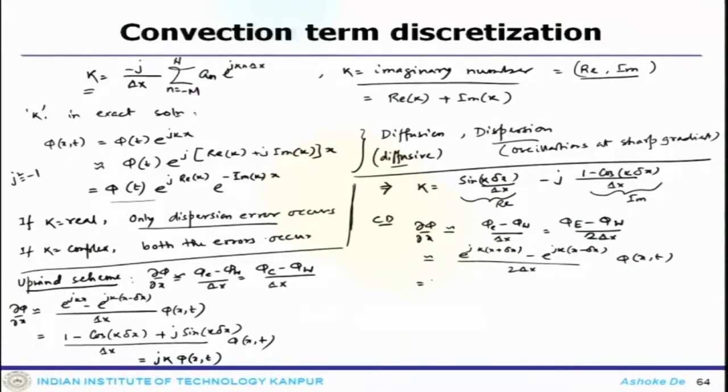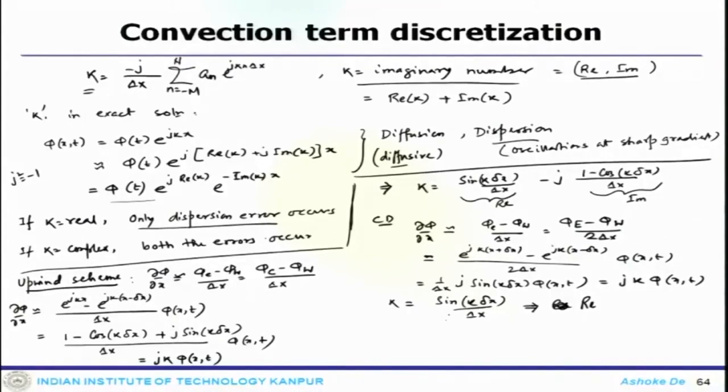So, essentially this will become 1 by delta x j sin k delta x phi x t, which equals j k phi x t. From this one can get k equals sin k delta x by delta x, which is only real component. So, only real component of the system. If the real component is there, then that means the CD shows only dispersion error.